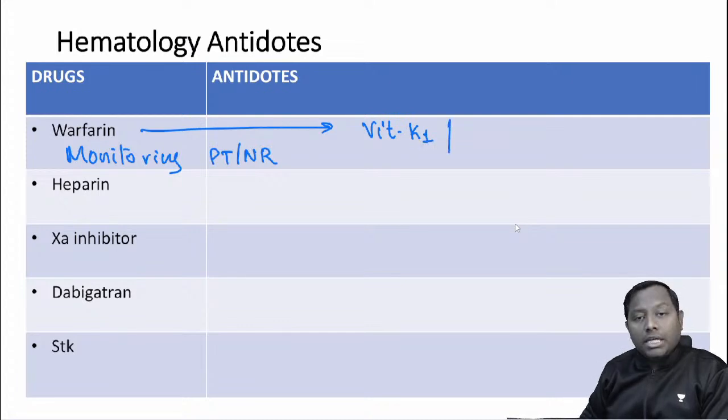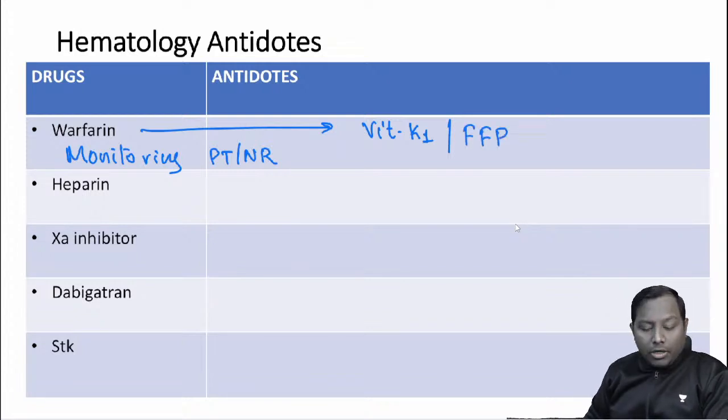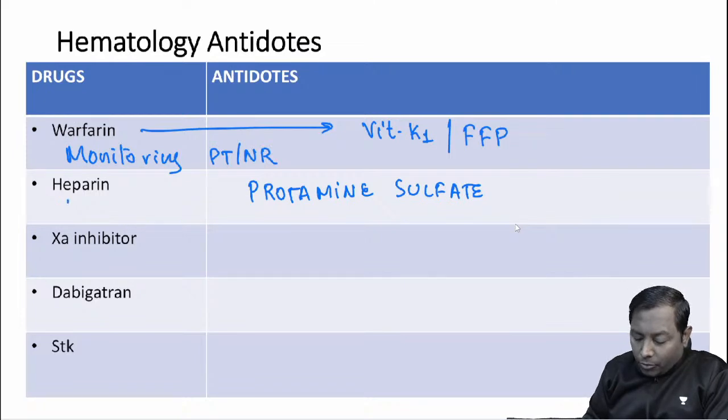However, if there is bleeding, regardless of the PT-INR, if the patient is having bleeding, we will be using fresh frozen plasma. We can also use, for heparin, protamine sulfate. Examiner asks, which kind of antagonist is protamine sulfate? Protamine sulfate is a chemical antagonist for heparin. How will you do the monitoring for this one?